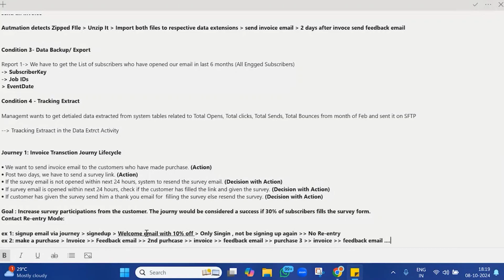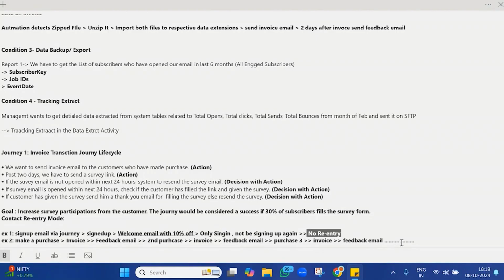That means this can be a continuous process where there is no limit for a particular contact inside a journey. Whenever a contact makes a transaction, he is forced to enter the journey, because receiving an invoice is his birthright. So in such a case, no re-entry won't be used, because no re-entry enforces the contact to enter only one time in its life cycle. Next time he cannot enter.